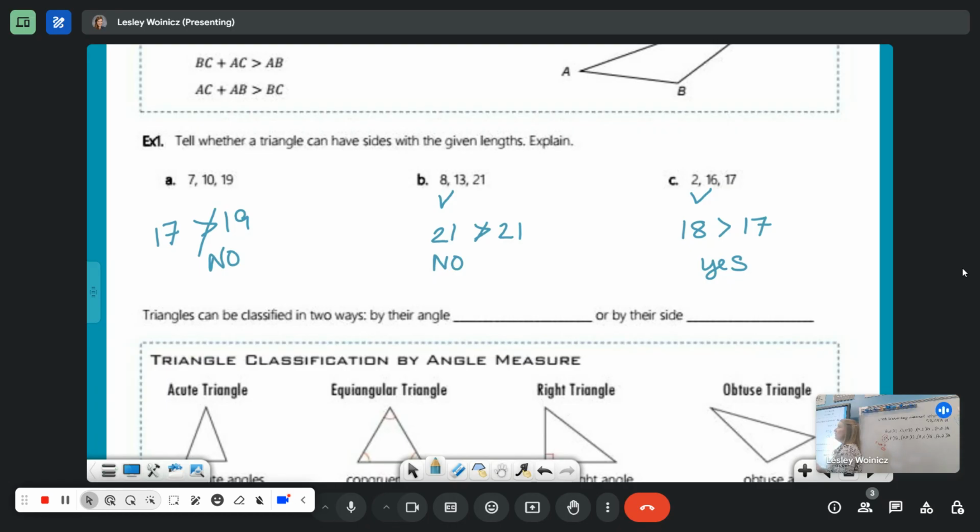Now, we only have to check the smallest 2 because look, 10 and 19 added together are obviously bigger than 7. 19 and 7 are obviously bigger than 10. So we really just have to check the shortest 2.